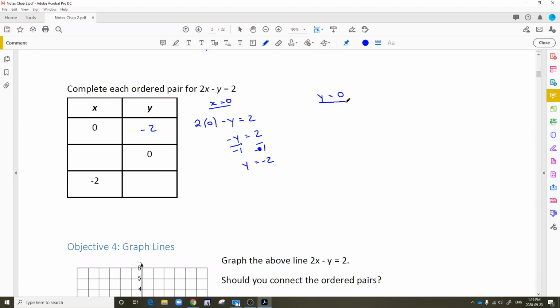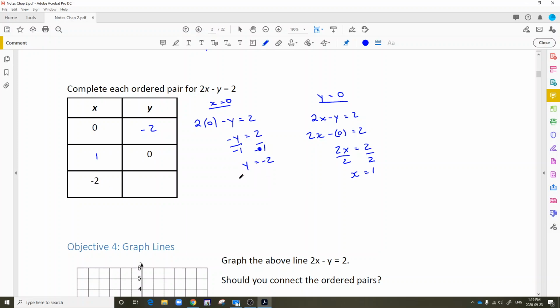I take that same equation, 2x minus y equals 2, but this time I'm going to substitute in for y. And I'm going to substitute in 0. Again, 2x minus 0 is just 2x. And then I would divide by 2, and I get x equals 1. So the point on the line that will satisfy the equation would be (1, 0).